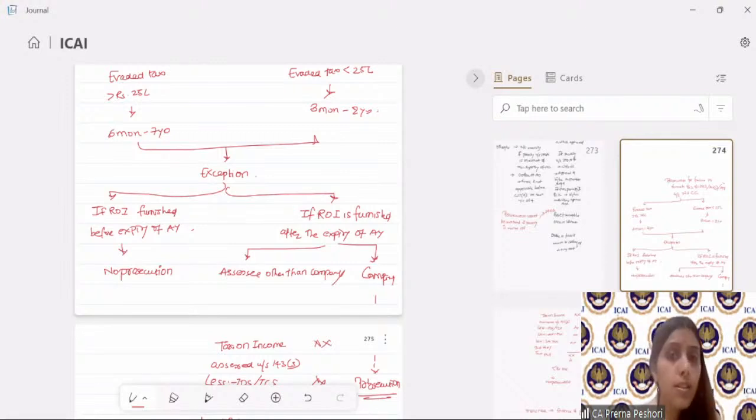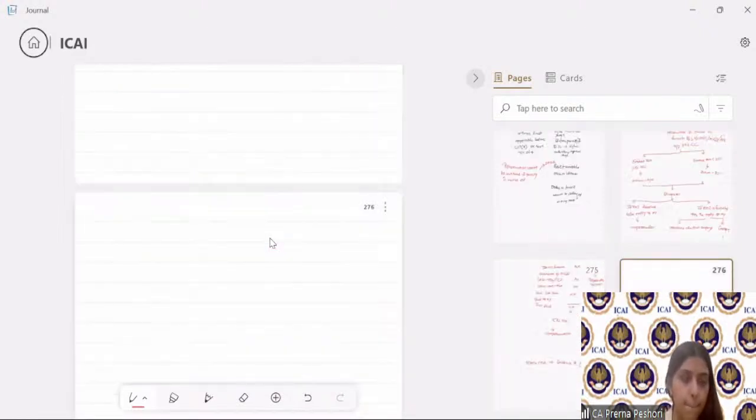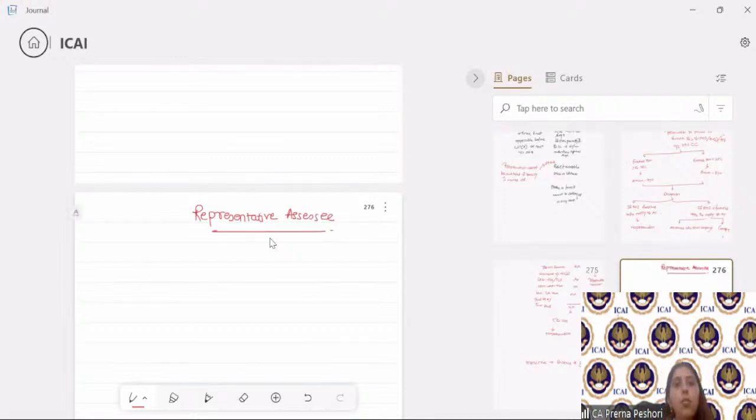In case of a non-resident who has income which is deemed to accrue or arise in India, the agent of the non-resident in India is the representative assessee. Now, who is an agent of the non-resident? Who is the representative assessee? Agent of the non-resident. And who is the agent of the non-resident?